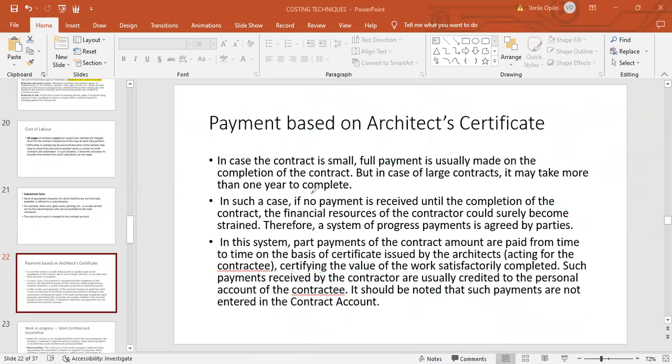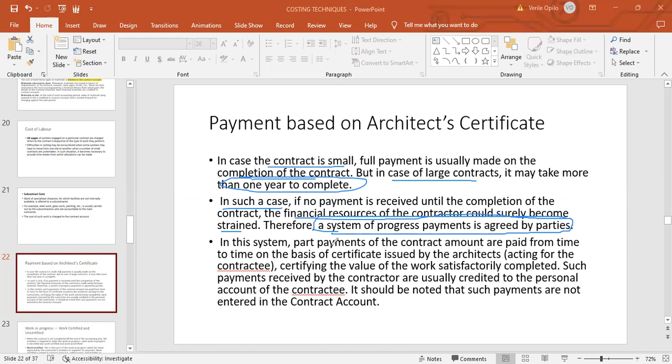on the architect's certificate. So they're saying that in case the contract is small, full payment is usually made on the completion of the contract. However, in the case of large contracts, it may take more than 1 year to complete. In such a case, if no payment is received until the completion of the contract, the financial resources of the contractor could surely become strained. Therefore, a system of progress payments is agreed upon by the parties.